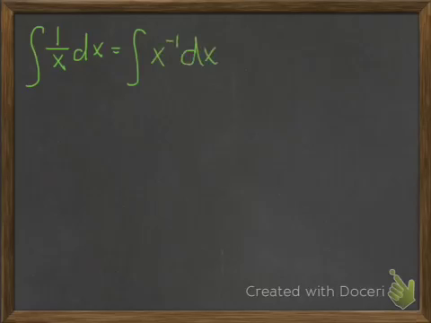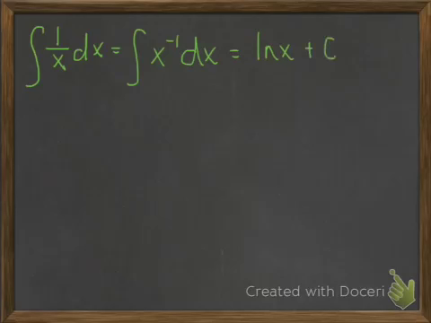In this video, we're going to look at the antiderivative of x to the negative 1 power, or in other words, 1 over x. So let's say we have the antiderivative of 1 over x dx. You can write it as the antiderivative of x to the negative 1 power dx, and you can also write the antiderivative as ln x plus c.